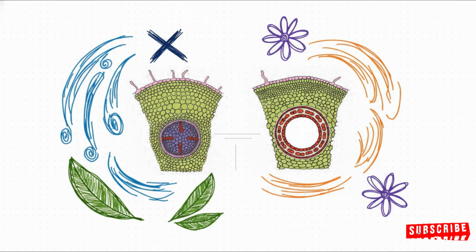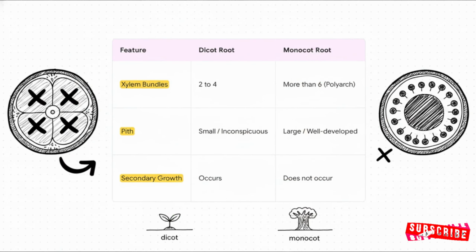But look to the right, at the monocot root, its vascular tissues are arranged in a ring. Let's break that down a bit. The dicot's X-shaped plumbing is really compact. The monocot root, on the other hand, has way more vascular bundles. We call that a polyarch arrangement.